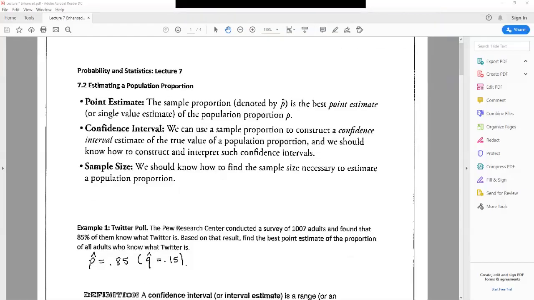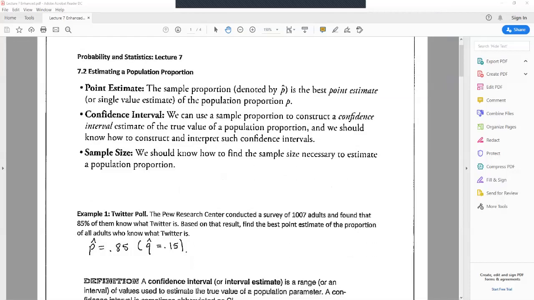Okay, this lesson is an overview for lecture 7. In lesson 7, we start off by examining the estimation for population proportions. We have a term, point estimate. The point estimate is the sample proportion that we denote by p hat. It is the best point estimate of the population proportion.